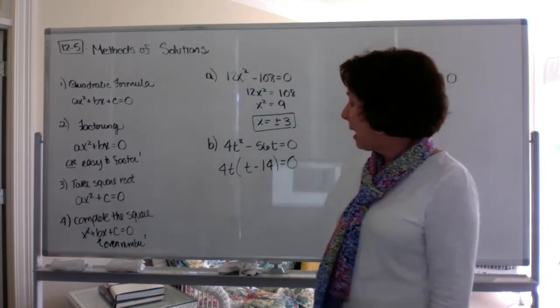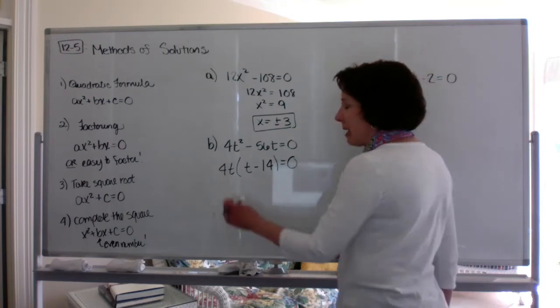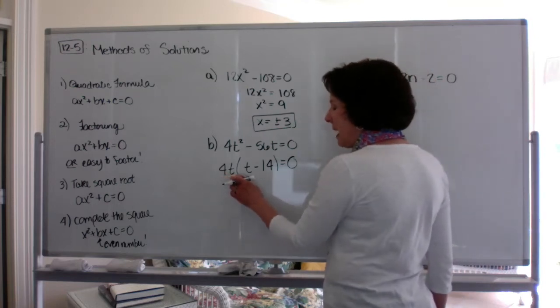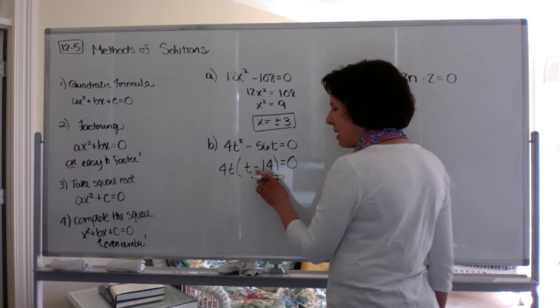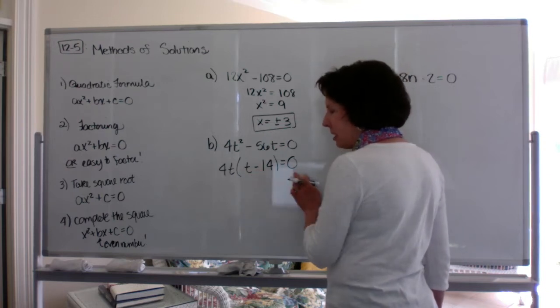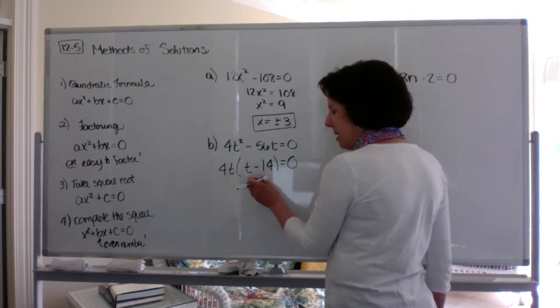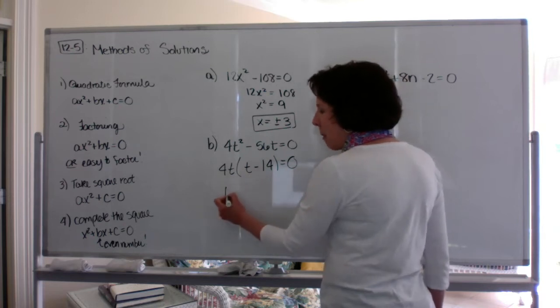Now that I've factored the binomial, what I can do is say, okay, 4t has to equal 0, or t minus 14 has to equal 0, because this times this has a product of 0. So what are my options?